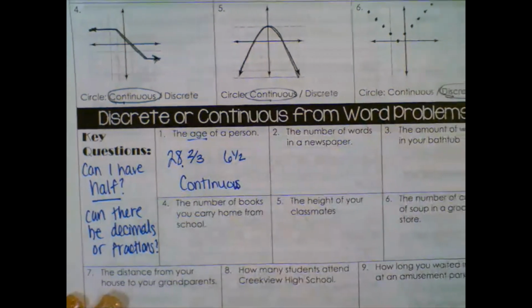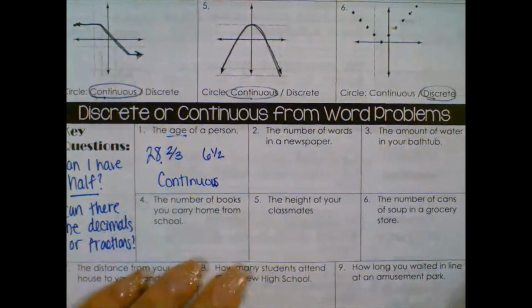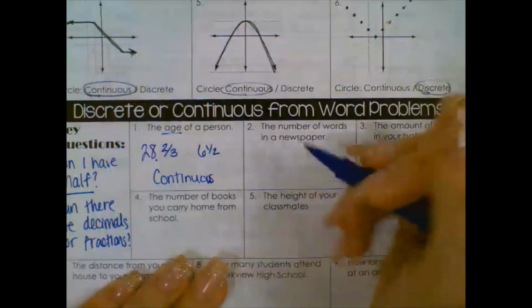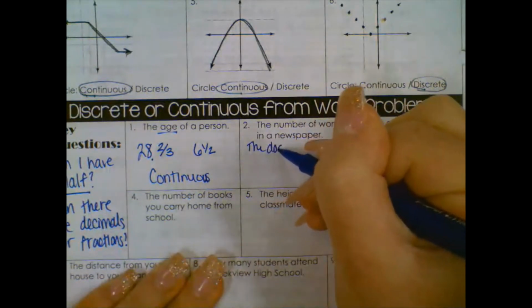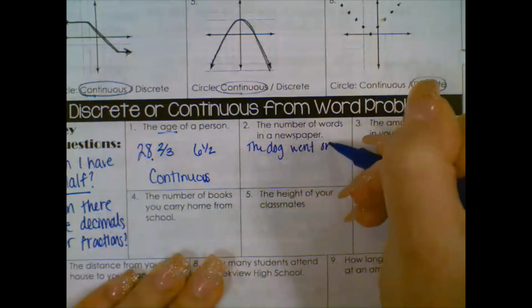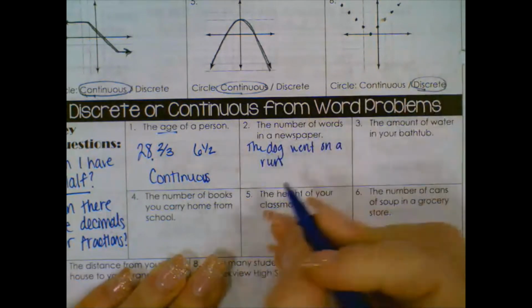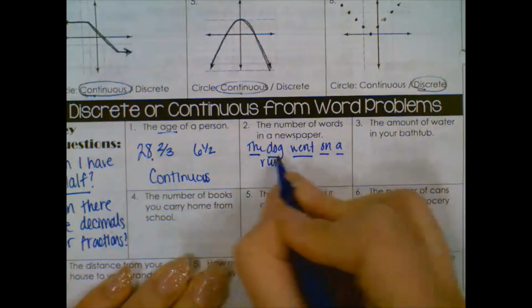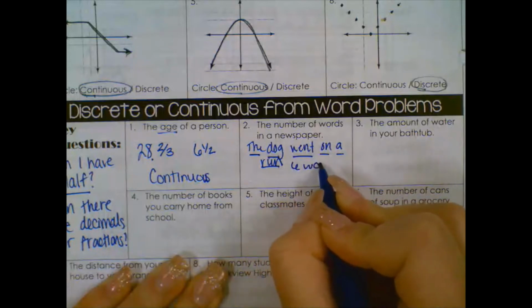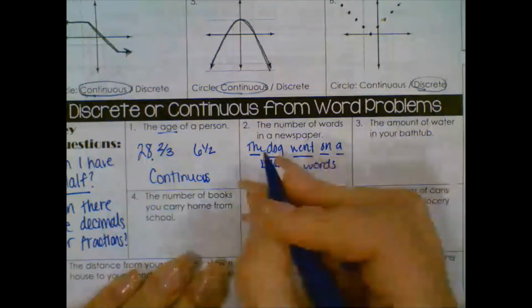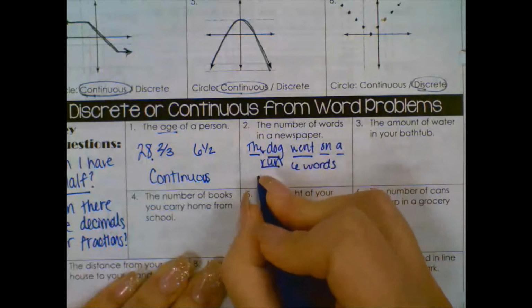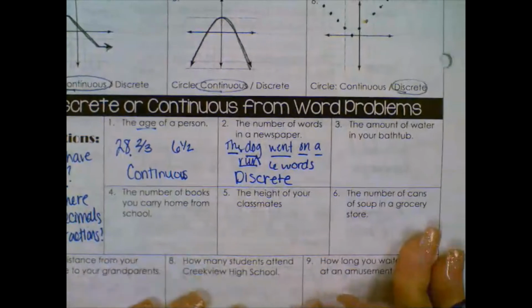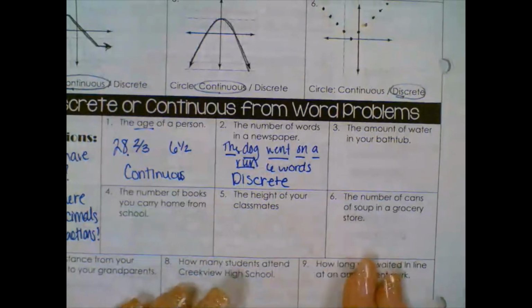So the number of words in a newspaper. So counting the number of words. Let's say we see the sentence, the dog went on a run, something really random. If we were to count the number of words, we would say 1, 2, 3, 4, 5, 6, right? 6 words. So we don't have half words. We either have a word or we don't, which means this would be called discrete because you can't have half of a word or a third of a word. It's either a word or it's not.